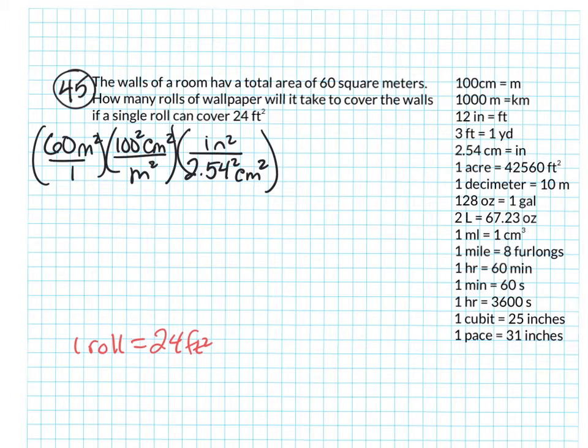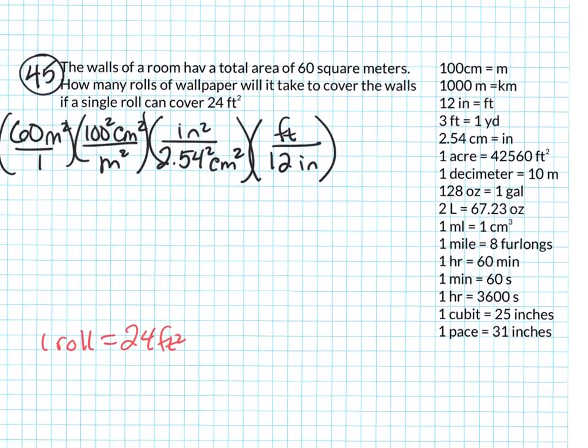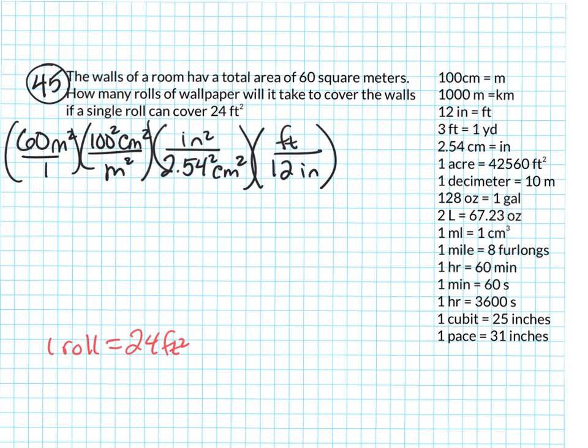Got to get to feet. So let's see. There are 12 inches in a foot. There are inches on top in the previous fraction, so I'll put inches on the bottom here. 12 inches in a foot. And check my units. They don't match. I have to square everything to make them match. So I am going to square inches, square 12, square feet.